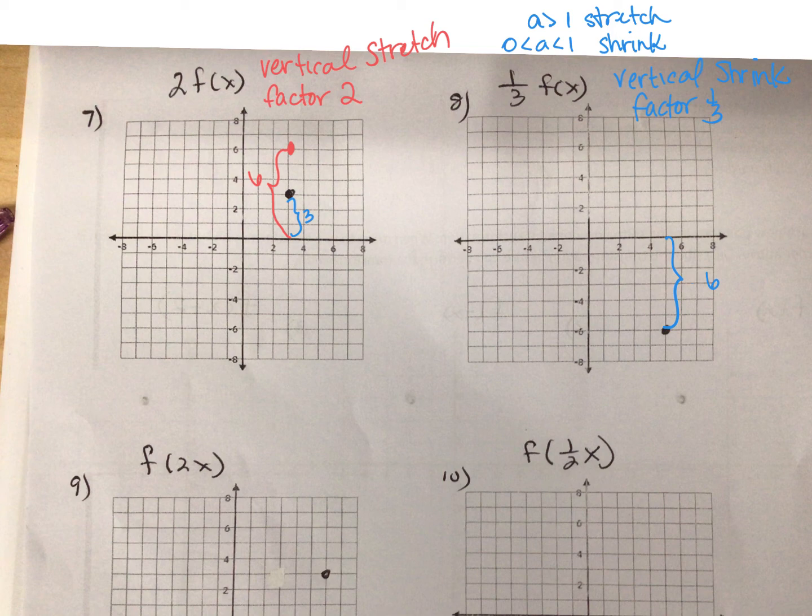We learned that about absolute value, right? Distance cannot be negative. That distance is shrunk to 1/3 of what it was. So 1/3 of 6 is 2. So it shrinks to 1/3 of the distance. So your new point is at 5, -2. So a shrink moves the point closer to the axis, and a stretch moves it farther away from the axis.